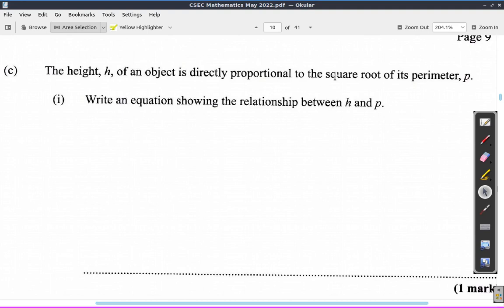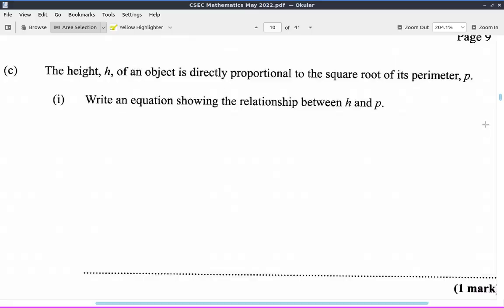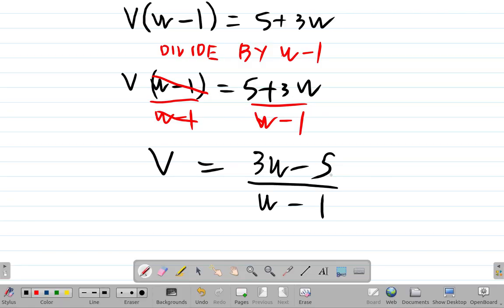We're now ready to look at part C of question 2 of the CSEC Mathematics, May 2022. But on looking back at what we did before, I see that I made a mistake. This should have been plus. So it's 3W plus 5 over W minus 1 would be the answer.